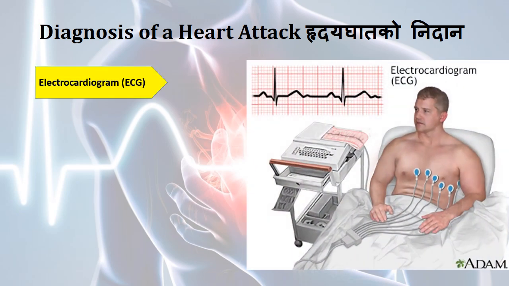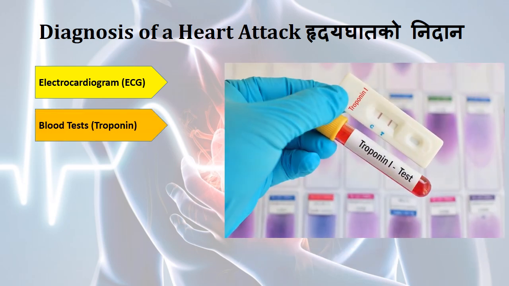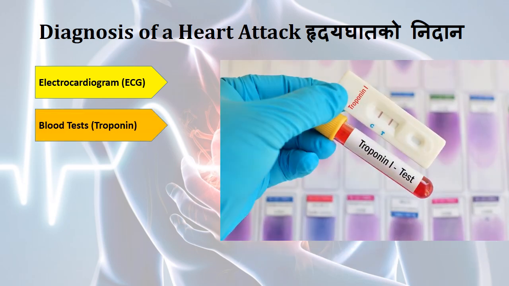The first one is the electrocardiogram. A normal heart produces a regular pattern of electrical field, and that is detected by the electrocardiogram machine. If the ECG is regular, then it is normal, but if a person is having a heart attack, there are some disturbances in the electrocardiogram.